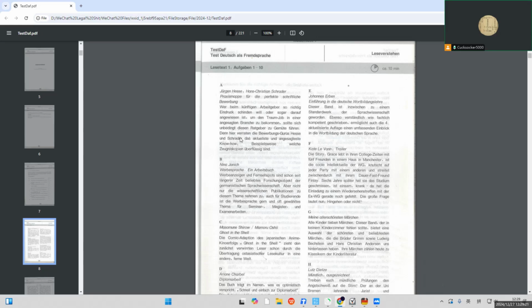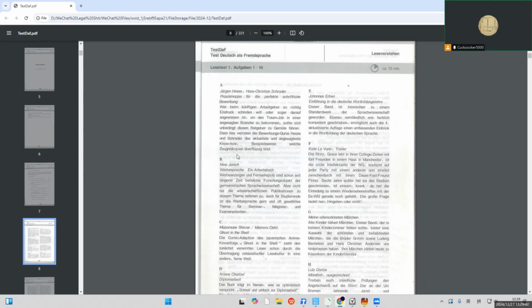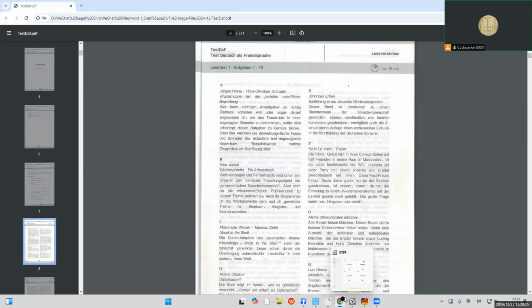Denn hier verraten die Bewerbungsgurus Hesse und Schrader das aktuellste und angesagteste Know-how, beispielsweise welche Zeugniskopien überflüssig sind. Okay, yeah. Because the, which copy of the certification is too much. Du bist hier überflüssig. It is useless. Okay, so so much for the general reading.